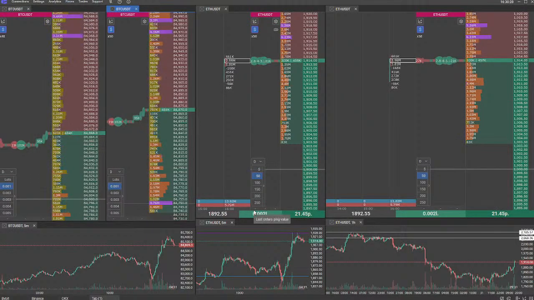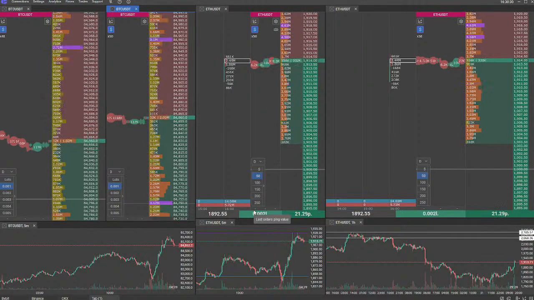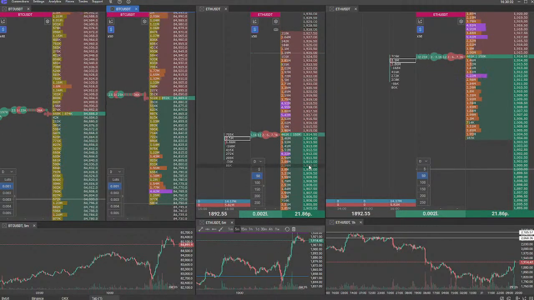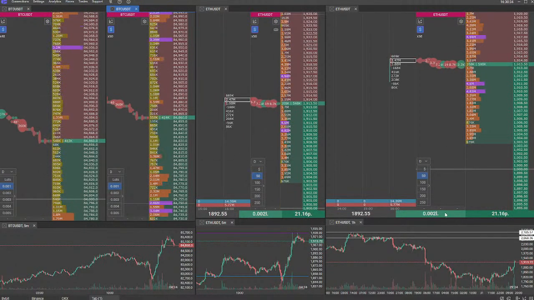So I'm going to let you guys look at the DOM. Let's see if I can express something here that I'm looking at with my eyes right now.